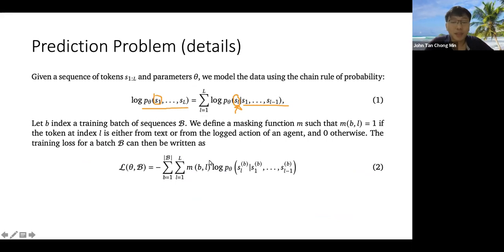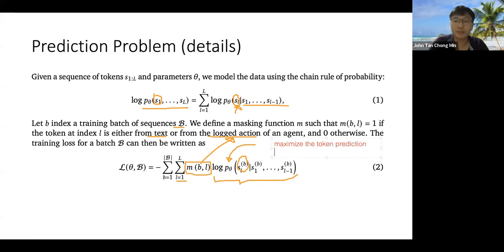The idea is you look through all your batches of sequences, and then you look through all the indices of your sequence, and there's this mask here. This mask makes sure that you are only predicting text or an action, like what I mentioned earlier. And then this term is the probability of the target token being predicted. By minimizing your loss here, you are essentially maximizing this, since yours is a negative sign. You maximize the token prediction probability.